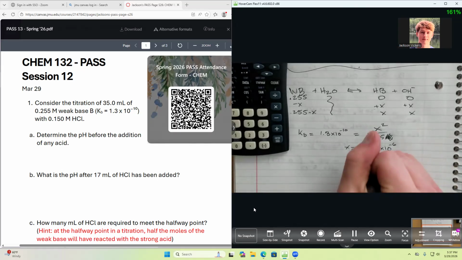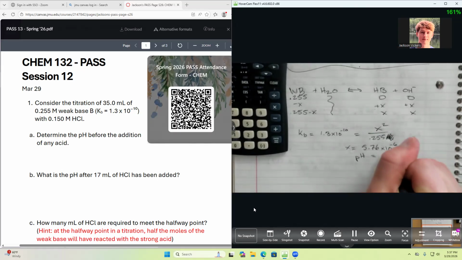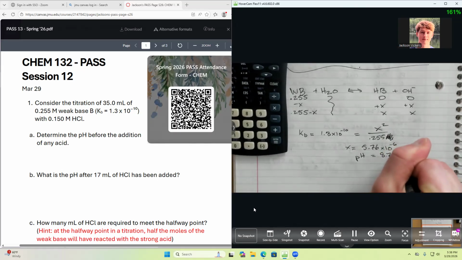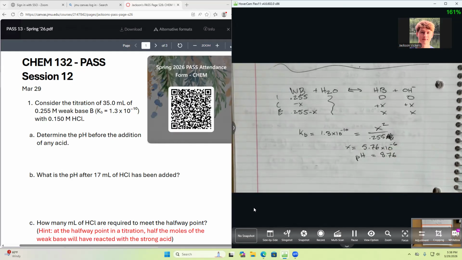So the pH ends up being 8.76. Let's take a second to pause. That should make sense because we only have a weak base, so we'd expect the pH to be a little bit basic, so above 7, and it is. Now we're going to start getting into the titration part.